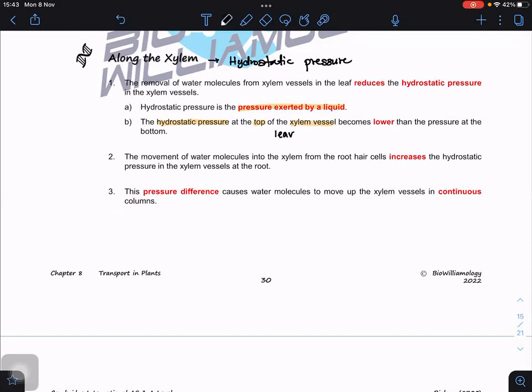Because we remove water, the hydrostatic pressure at the top of the xylem vessel elements, near the leaf, will be lower than the pressure at the bottom, at the roots. So the removal of water molecules into the xylem from the root hair cell increases the hydrostatic pressure. This pressure difference causes the water molecules to move up the xylem in a continuous column.